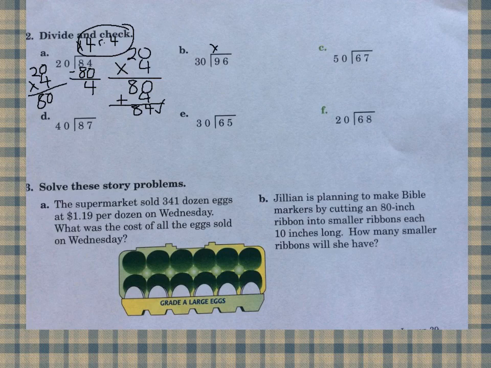Remember, it might be right, it might be wrong, but it will be close. 3 goes into 9 3 times. Three times 30 would give us 90. Subtract and you get 6. So we get 3, remainder 6. Now we need to check it, so we'll do our 30 times 3 gives us 90, plus our 6, and that gives us 96. So it does check.